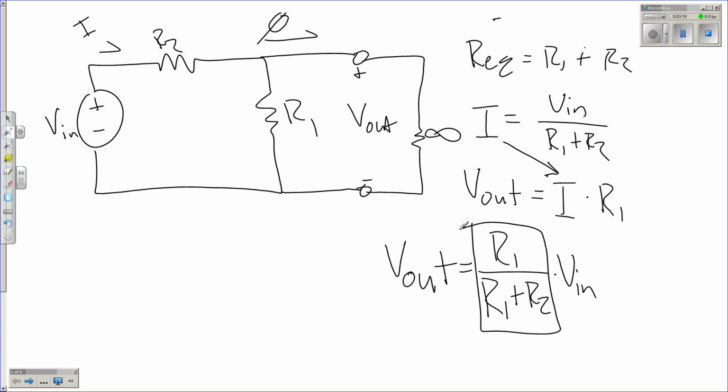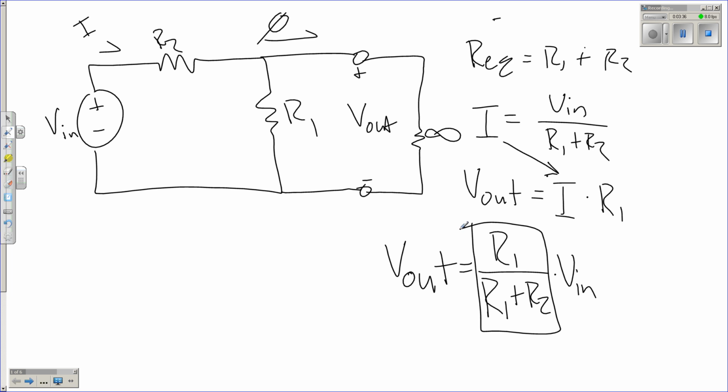So if I wanted V out to be very close to V in, I would make R1 much, much larger than R2. If I wanted it to be smaller than V in, well, I'd do the vice versa. Make R2 much larger than R1. All right.